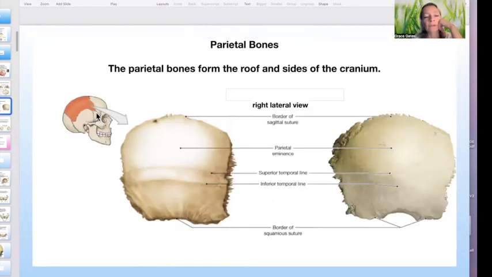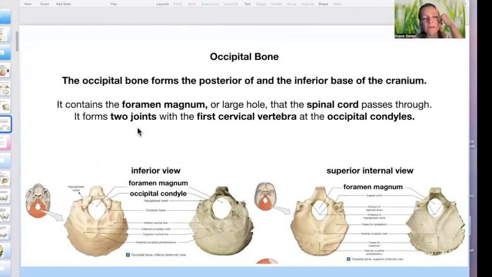So then moving posteriorly, we get to the parietal bones that form the roof and the sides of the cranium. So here, and they're kind of boring to look at. They don't have many features. Then the occipital bone that forms the posterior of and the inferior base of the cranium.